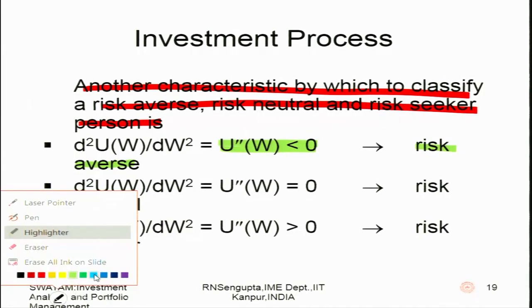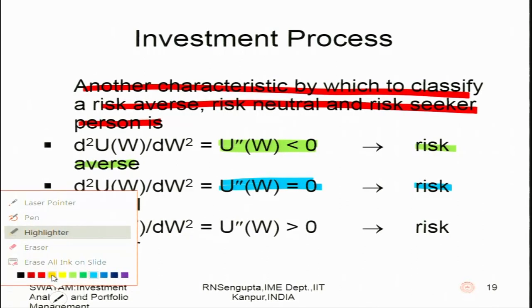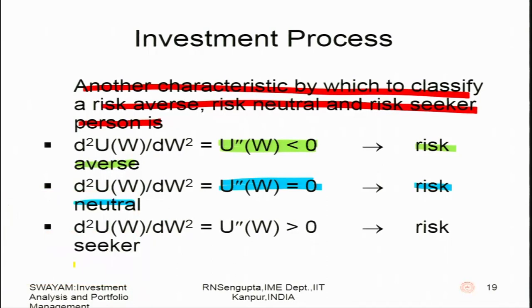For the case where the person is risk neutral, which I now mark in blue, the second derivative will be 0. And the last case, being the person who is a risk seeker, the second derivative will be greater than 0. For a risk averse person, the second derivative is less than 0; for a risk neutral person, it is equal to 0; and for a risk seeking person, it is greater than 0.